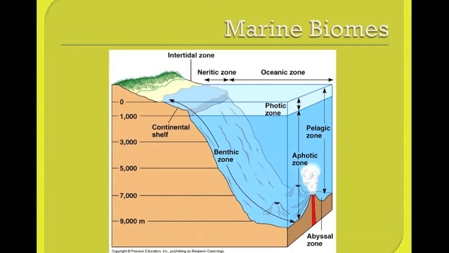What I want you to do here for next class is take a look at some of the aquatic biomes that you find in your textbook and just write two major points that you think are relevant to each of those biomes and have that ready for tomorrow's class.